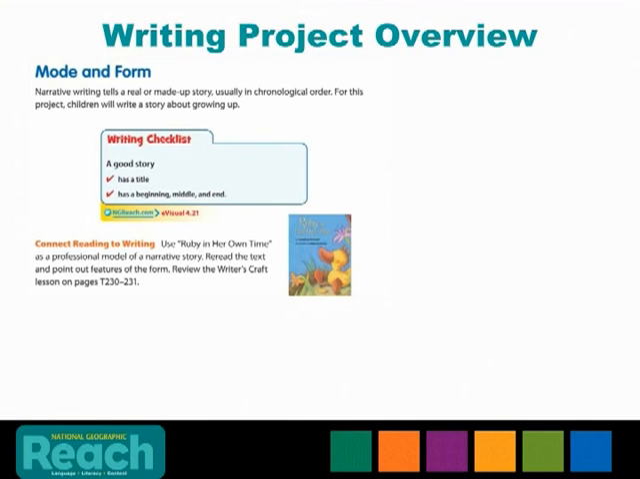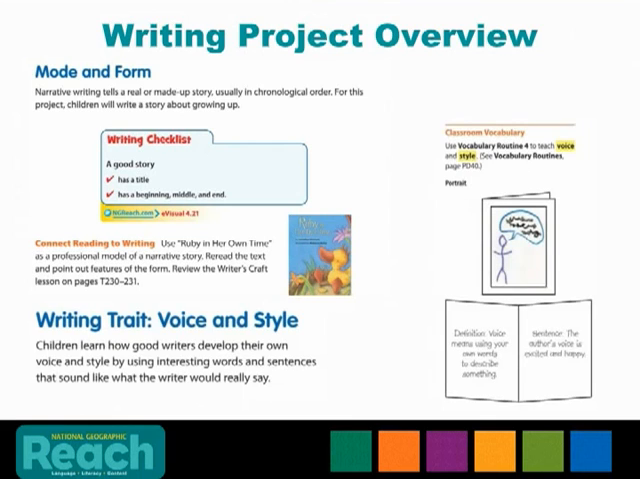Each writing project in REACH focuses on a specific mode and form and includes an e-visual checklist up front to help students clearly unlock what needs to be included in this mode and form of writing. Each writing project also hones in on one of the traits of good writing for more focused instruction, although students are held accountable for all traits of writing when they are assessed. The writing trait for this unit is voice and style.